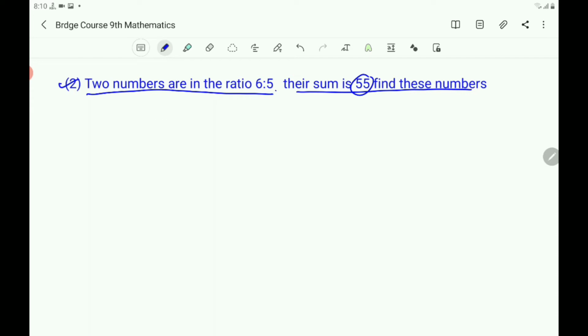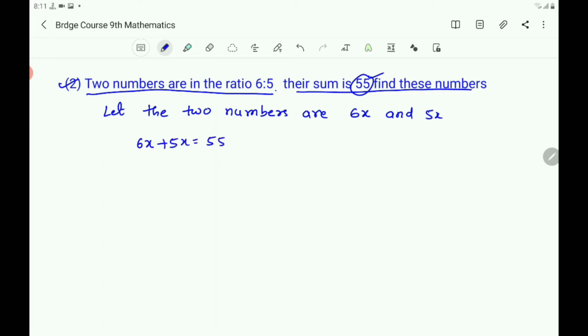So let the two numbers be 6x and 5x. And what is their sum? Their sum is given as 55. So you take 6x plus 5x equals 55. Then what is the sum of 6x and 5x? The sum of 6x and 5x is 11x equals 55. So you take x equals.